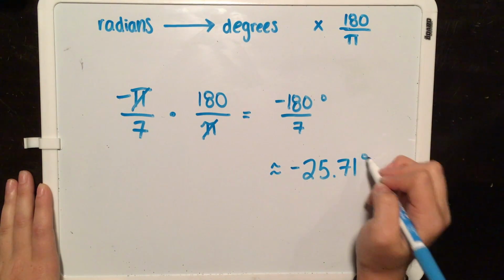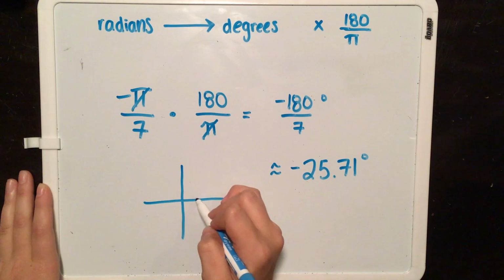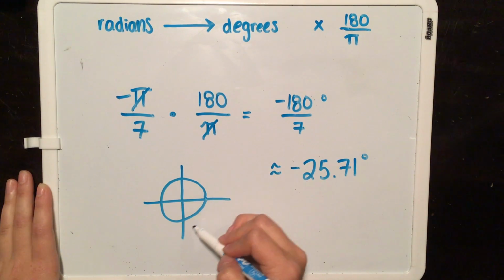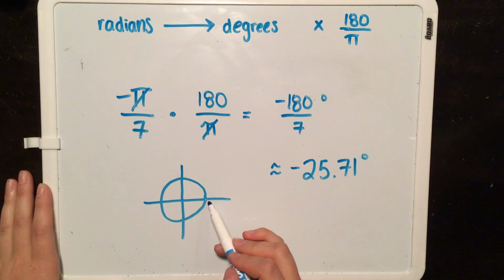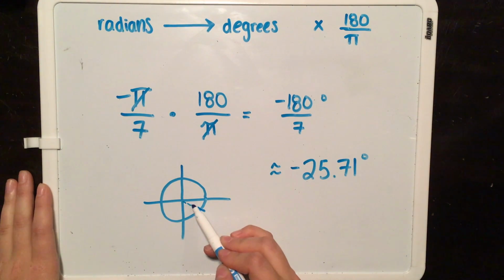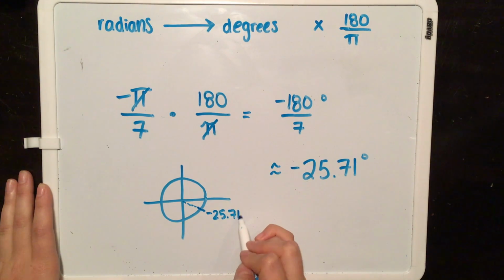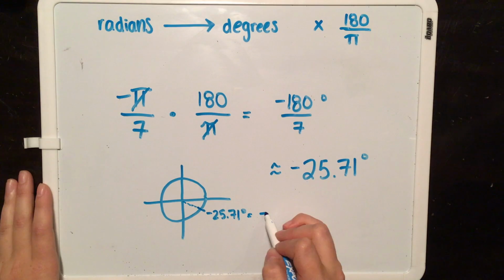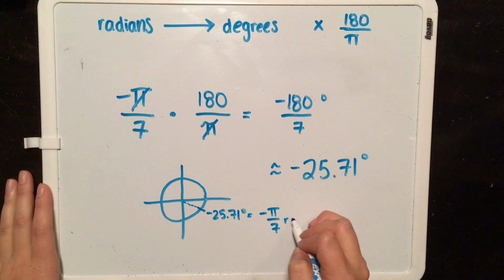25.71 degrees, which would fall on our unit circle. If we're going around, negative means we're going clockwise rather than counterclockwise. Negative 25 degrees would fall about here. And that is equivalent to negative pi over 7 radians.